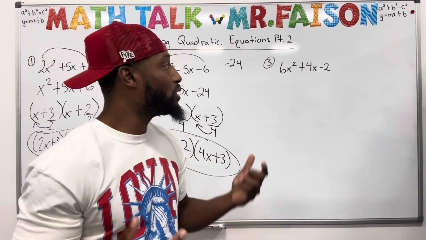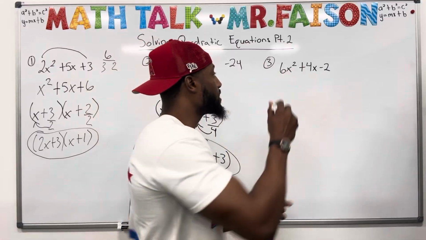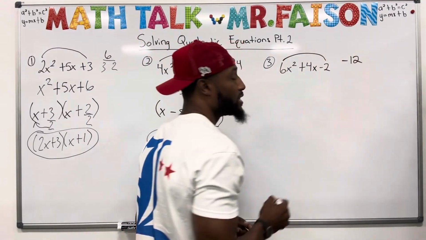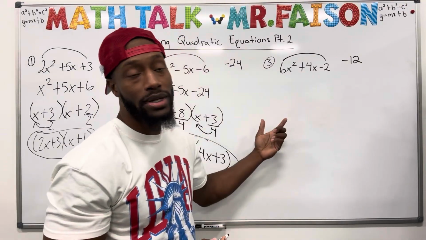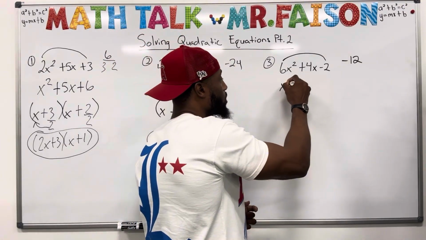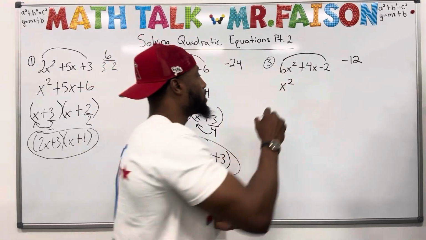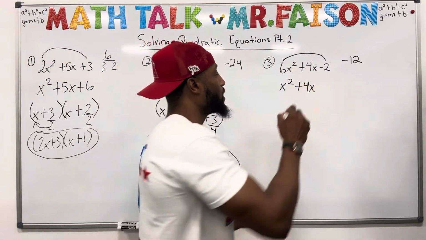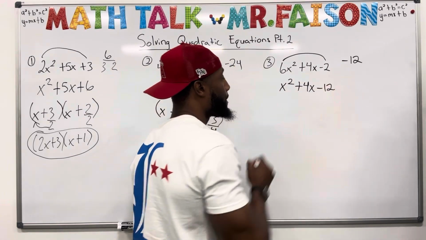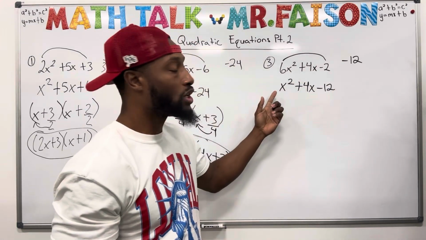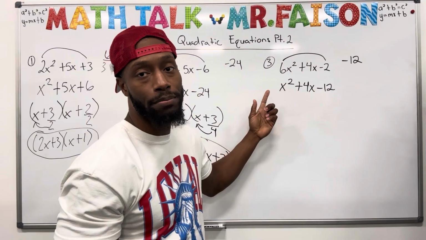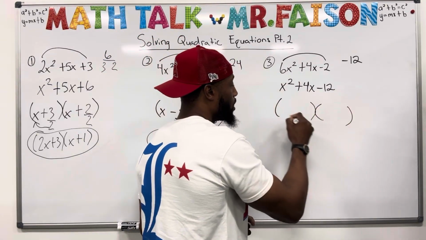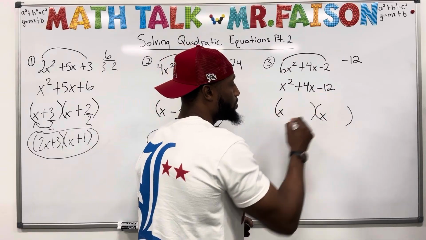Same rules apply. We start off by multiplying the first number and the last number. 6 times negative 2 is negative 12. Now what I do is I drop down and I rewrite it. X squared. Remember, we removed the 6. Plus 4x. We removed the negative 2 and replace it with negative 12. Now, I'm solving a quadratic equation with the leading coefficient being 1. So what I do is, parentheses, 2 groups. And the first part is an x, and the second part is an x.